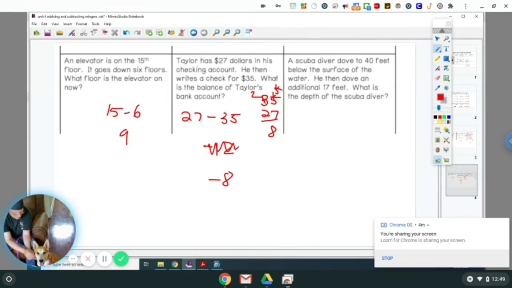A scuba diver dove down 40 feet below the surface and then dove down an additional 17 feet. So that's going to be negative 40 feet plus a negative 17, which would be negative 57. All right, and that is how you add or subtract integers. Thanks, guys.